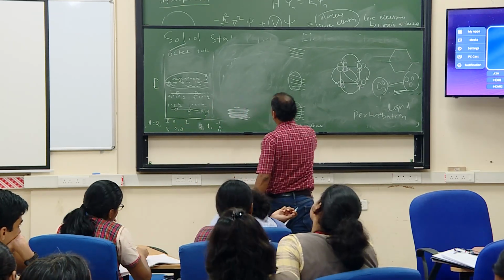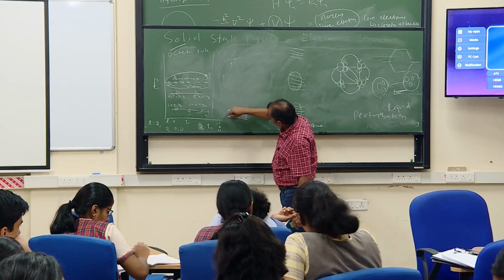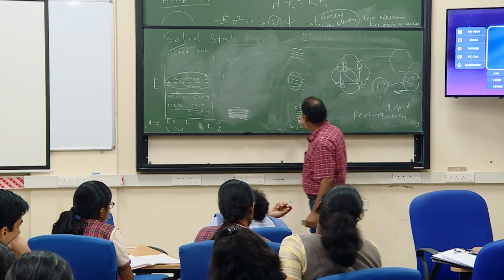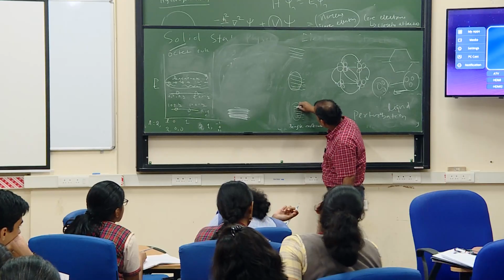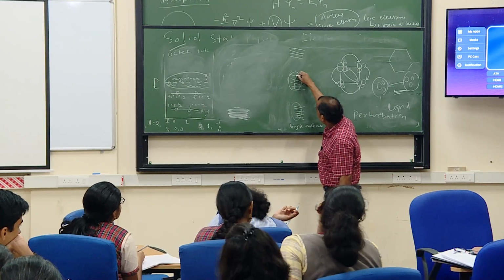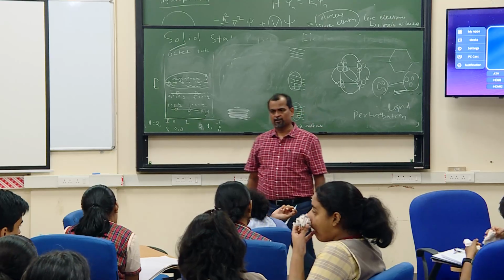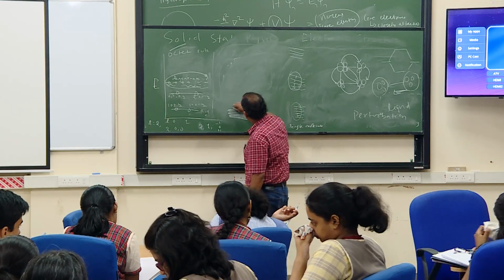So when they try to interact with each other, these individual states are no longer that discrete. You see, they are still discrete here, but these individual states will no longer be that discrete. They are so dense.